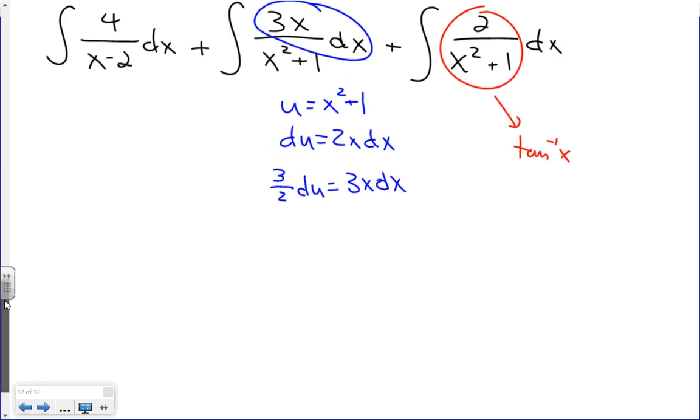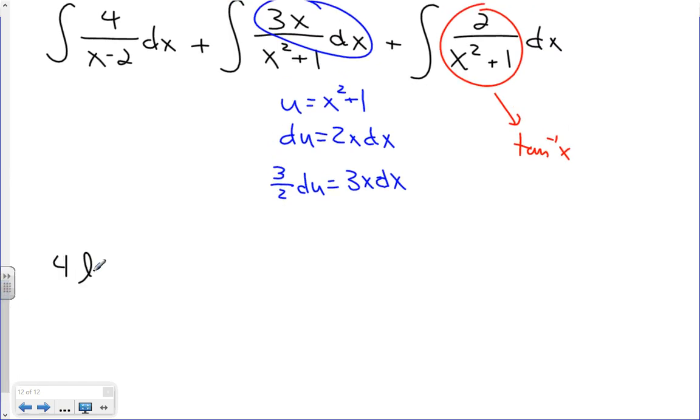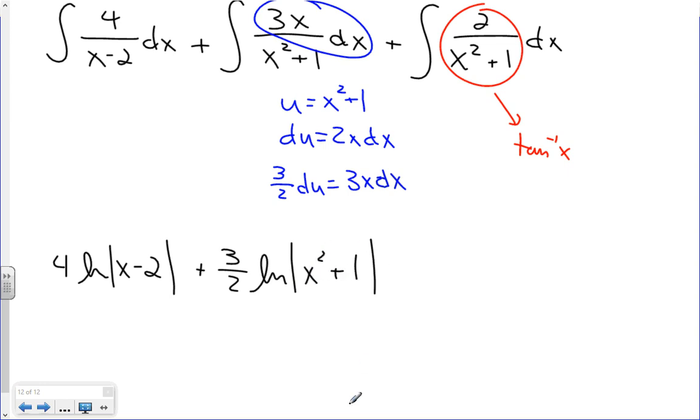So what do we have here? Again, the first part of this is going to be 4 ln of the absolute value of x minus 2. If you actually want to do the u substitution like we said there and then evaluate this, that might help you with this next step here. But the middle part of this turns out to be 3 halves the ln of the absolute value of x squared plus 1. And again, the last part of this, I've got to recognize that that's my inverse tangent function when I integrate that. The 2 in the numerator just stays out front, so that's 2 tangent inverse of x plus c.